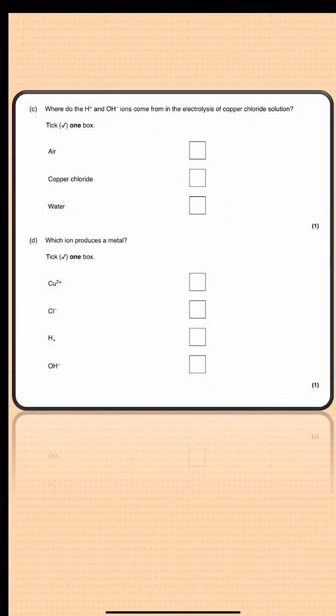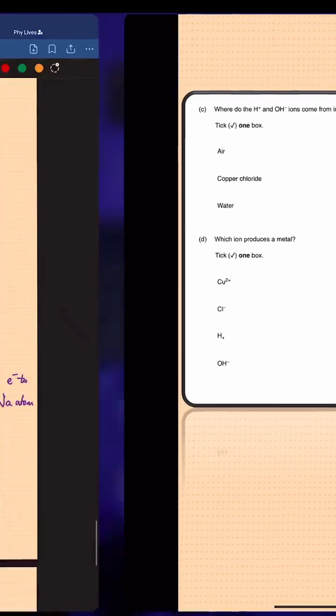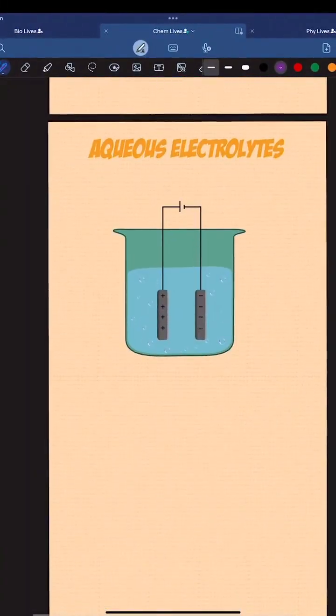Next question. We've got an exam question here. Where do H+ and OH- ions come in the electrolysis of copper chloride solution? So this one's not molten. This is a solution. This is aqueous. It changes a bit when you're dealing with aqueous solutions. The answer is water. That's because anything in solution, so let's look at aqueous electrolytes.